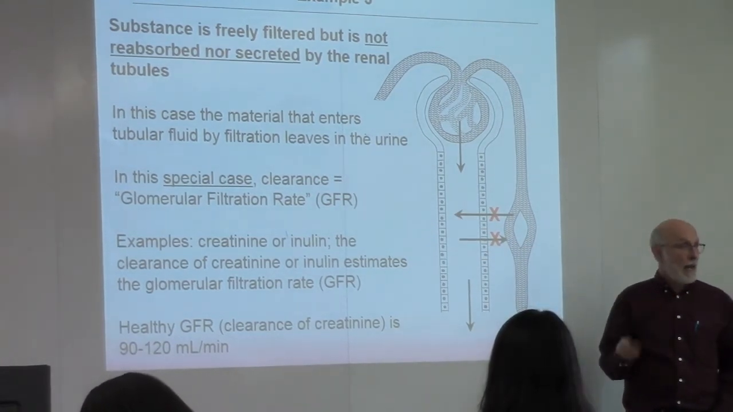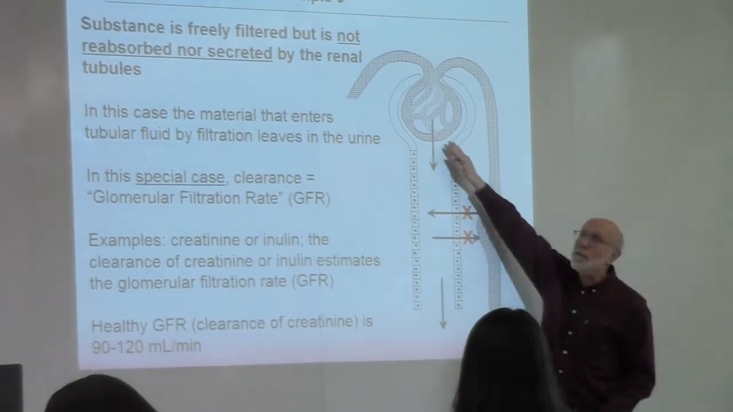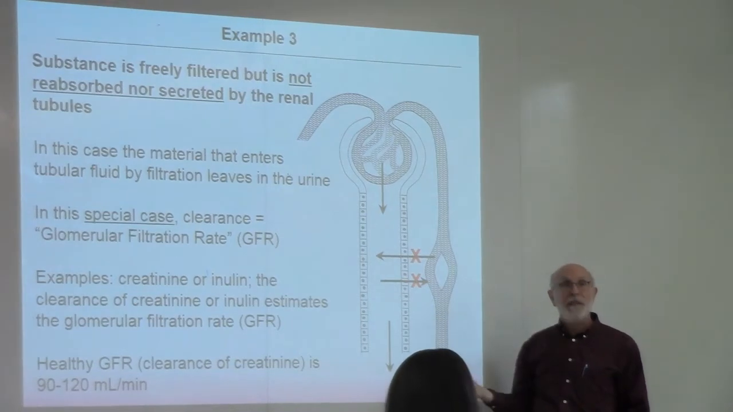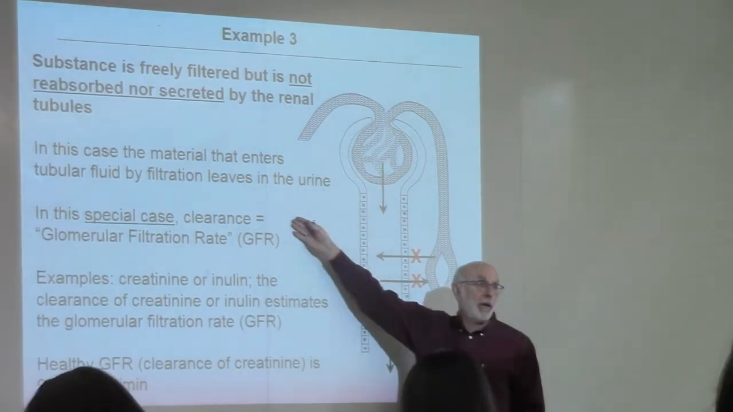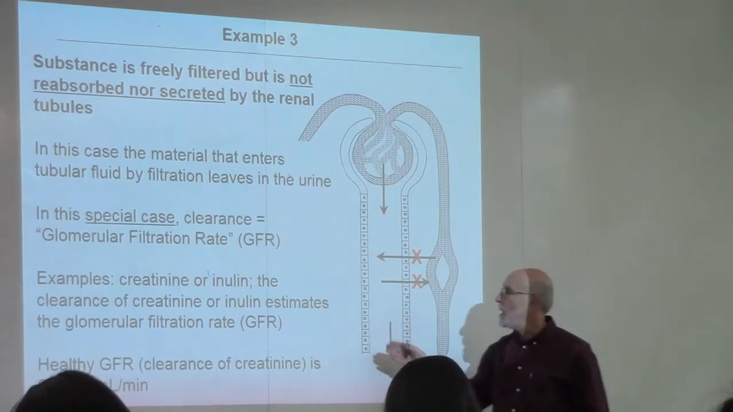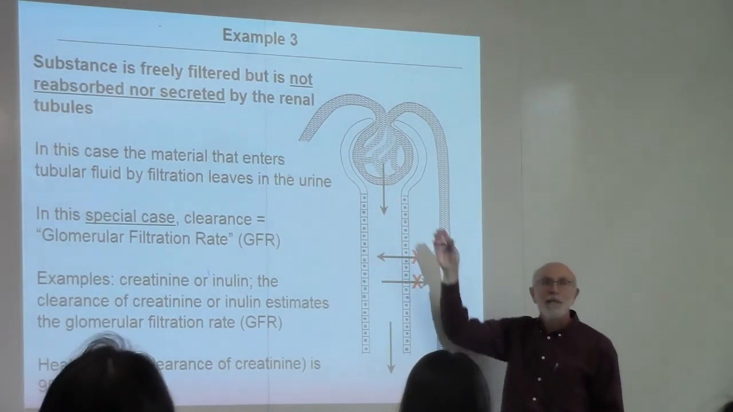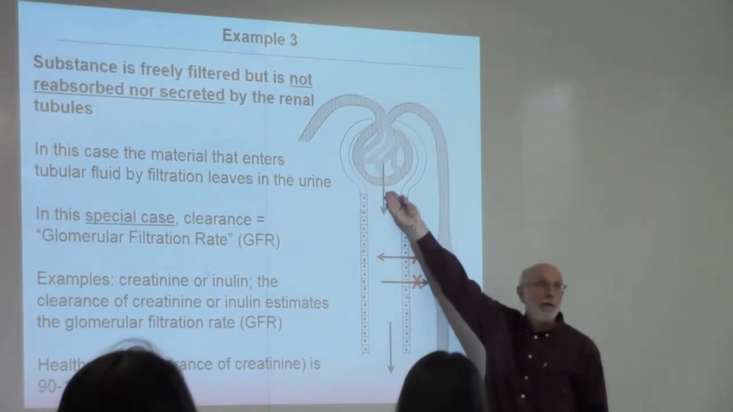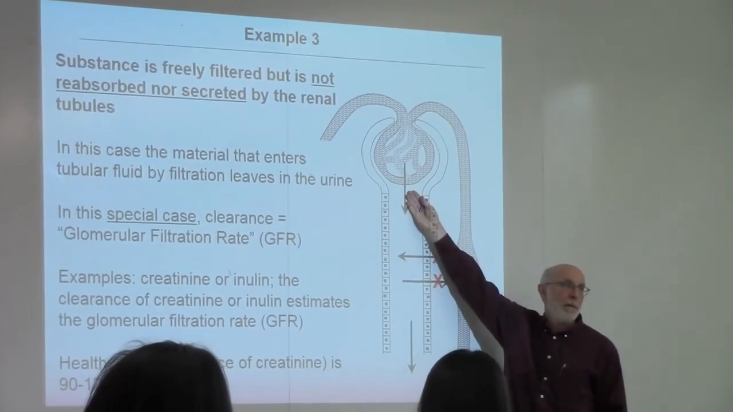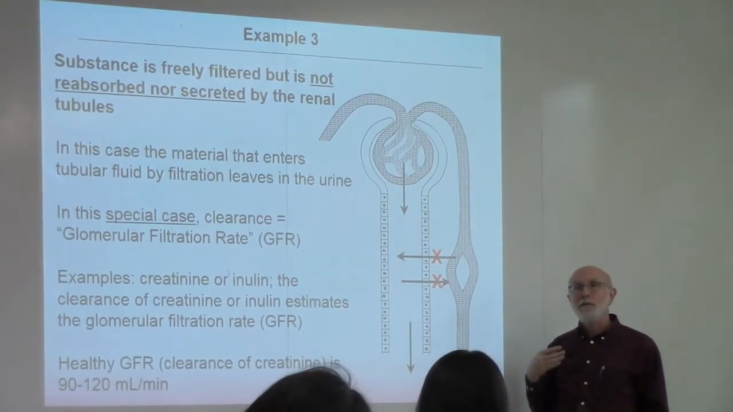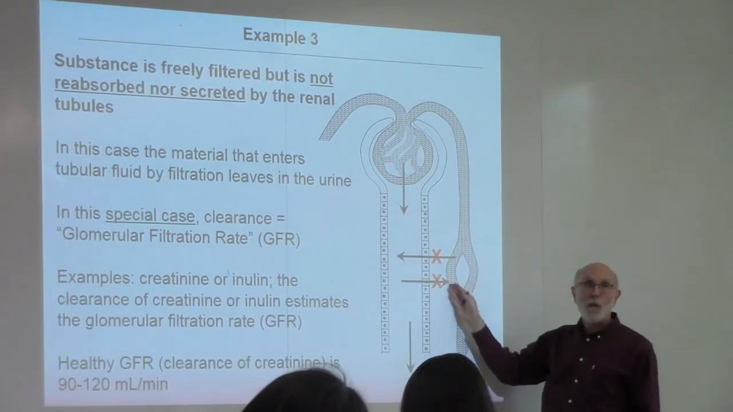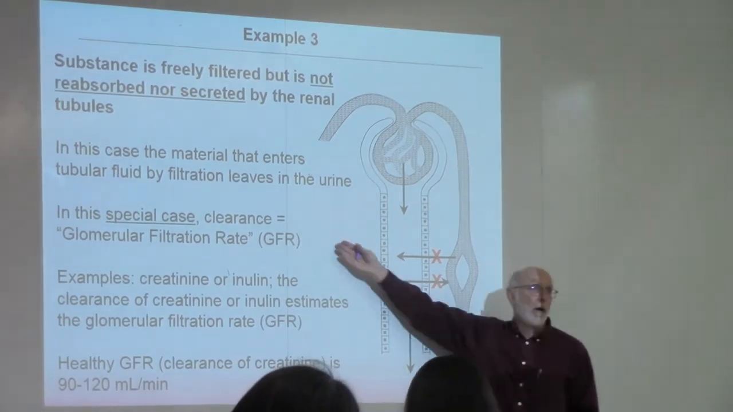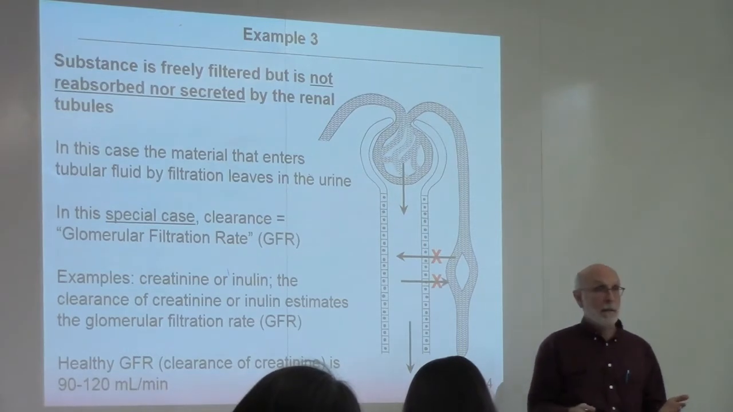So in this special case, a special case of something that is freely filtered but not reabsorbed or secreted, the clearance of that substance is the glomerular filtration rate. Because the only way it ended up in urine was through glomerular filtration. And so the rate of clearance, which is in mils per minute, is the glomerular filtration rate, which is in mils per minute. So if a substance is freely filtered and not secreted or reabsorbed, then the clearance is the GFR, but only if the conditions are met.